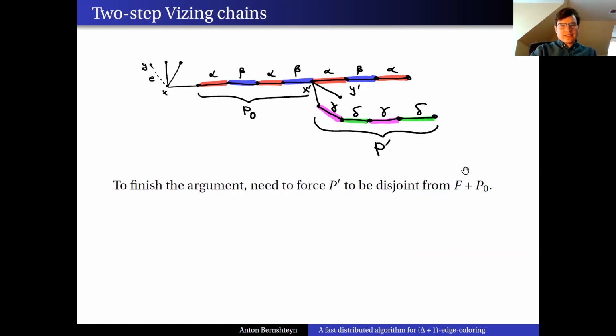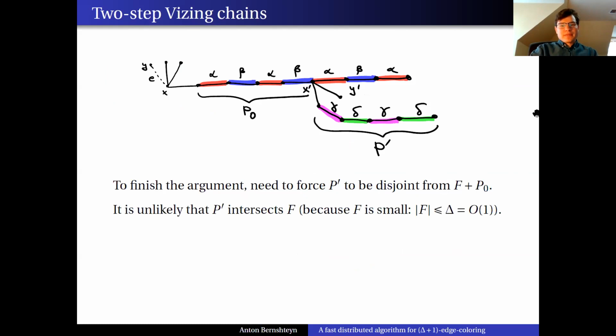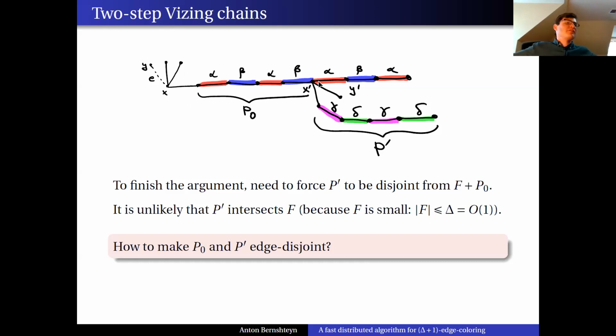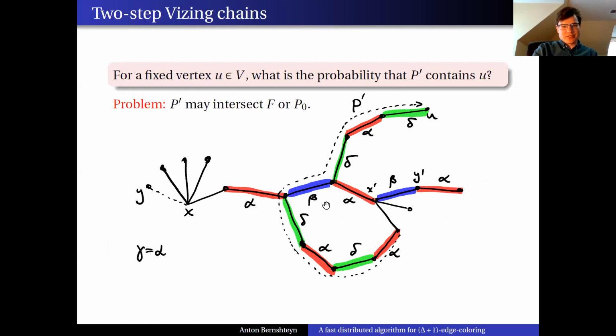So to finish the argument then, we need to somehow force P' to be disjoint from all of this previous stuff so that the picture actually does look like this. And there are two things to do. We need to make it disjoint from the fan F, which is not very difficult. I don't want to say much about this, just because the fan is so small, it's just a bounded number of edges. The real difficulty is getting P' disjoint from P0, because P0 is a square root of n length path. So why should they be disjoint? And we want them to be edge disjoint, I should say, because the problem is that what happens in this picture is that this edge belongs to both of the paths, and we want to avoid this.